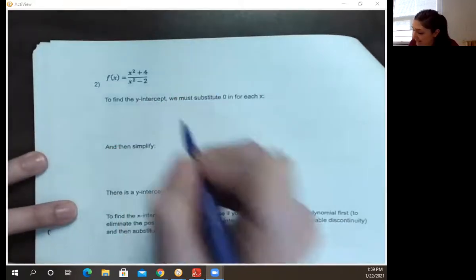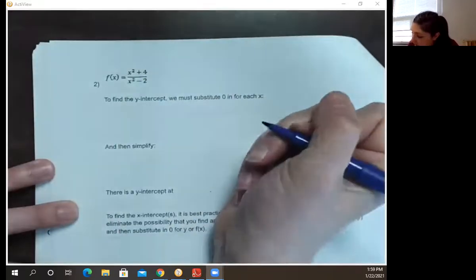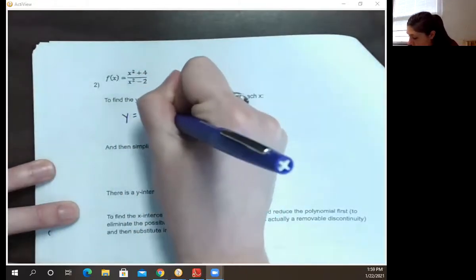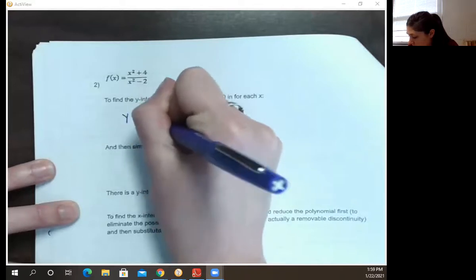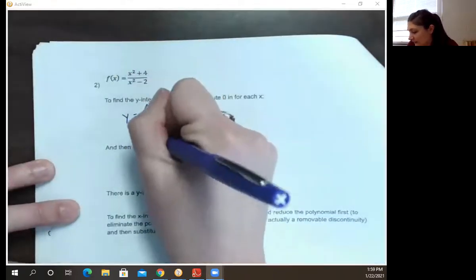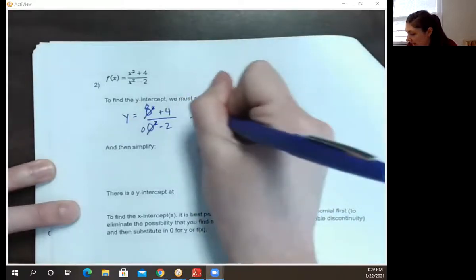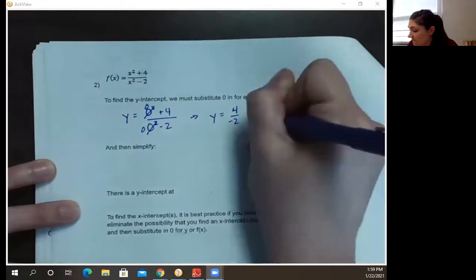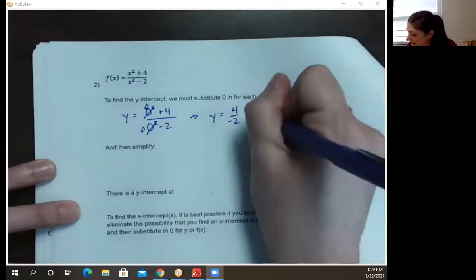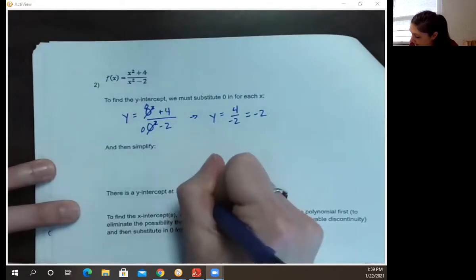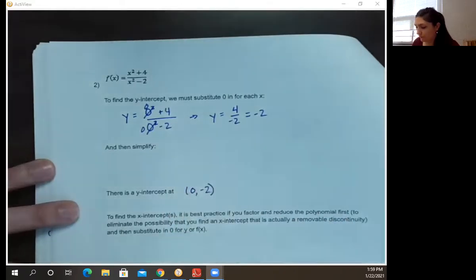For our y-intercept, remember we're going to plug 0 in for every x. So y equals 0 squared plus 4 over 0 squared minus 2. 0 squared is just 0. So I would get y equals 4 over negative 2. 4 divided by negative 2 is just negative 2. So I have a y-intercept at 0, comma, negative 2.